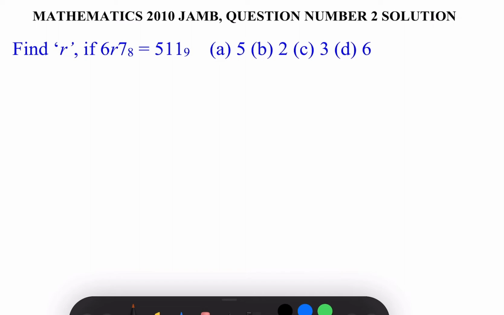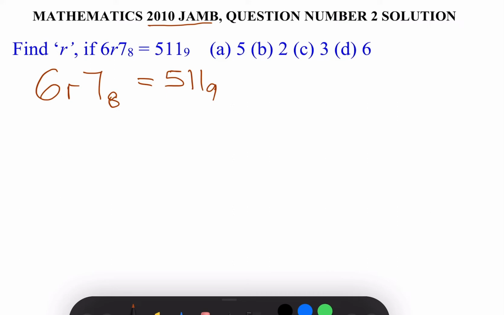So this question is gotten from JAMB 2010, and the question is about number base. We are given this. We are told that 6r7 base 8 is equal to 511 base 9. So this is a number base question. We need to convert this to base 10.